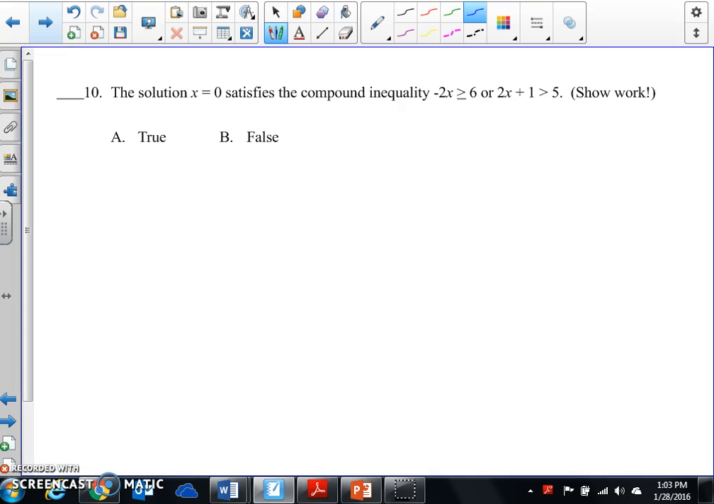B, the solution x equals 0 satisfies the compound inequality. Before you do anything, you've got to solve. So we start with this one, divide both sides by -2. When I divide by a negative, I flip. 6 divided by -2 is -3. Or, and then let's just take, here, let's go over here.